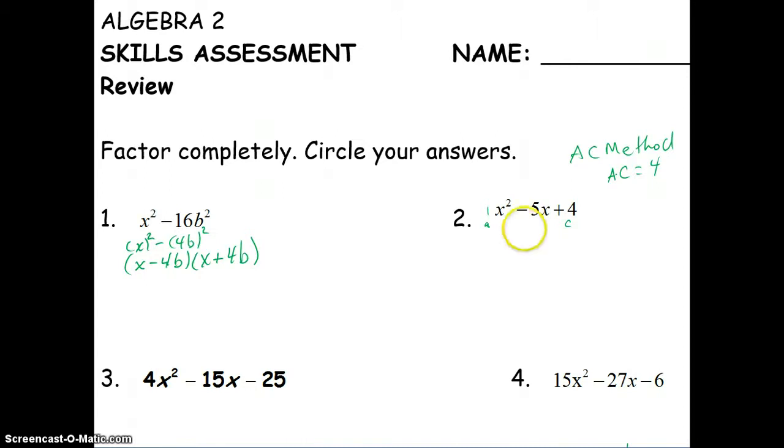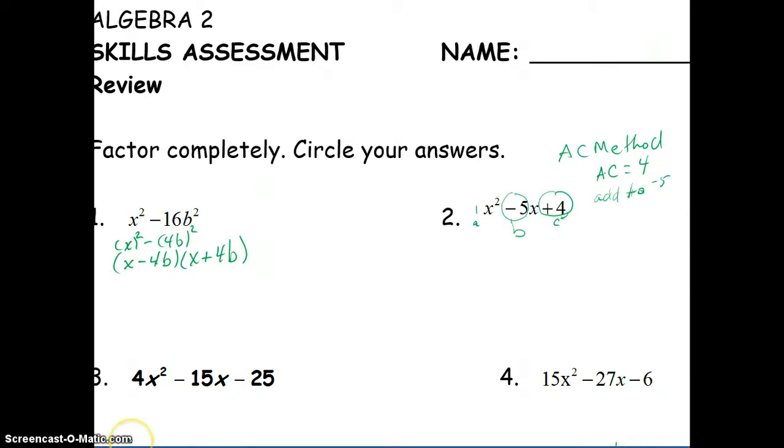The AC method tells us that these two numbers have to multiply to 4 and add to our B term. Our B term was -5. We think about numbers that multiply to 4. 2 and 2, 4 and 1, both multiply to 4. Now we have to think about what add to -5. Well, since they multiply to +4, we know that both of them have to be positive or both of them have to be negative. So in this case, if we choose -1 and -4, we have two numbers that multiply to 4 and add to -5.